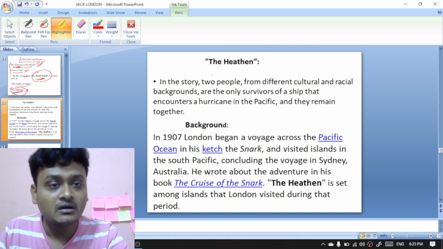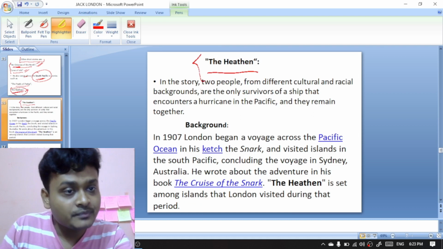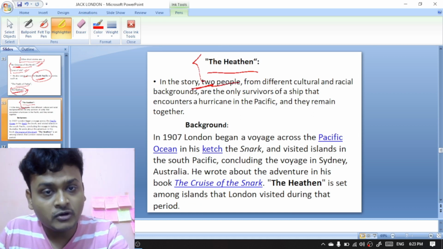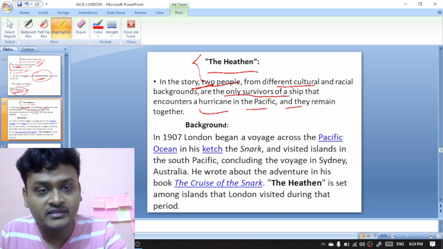Let's learn the story here of The Heathen. It's a very interesting story. Please do learn it here. In the story, the two people from different culture and racial backgrounds are the only survivors of a ship that encounters a hurricane in the Pacific, and they remain together.